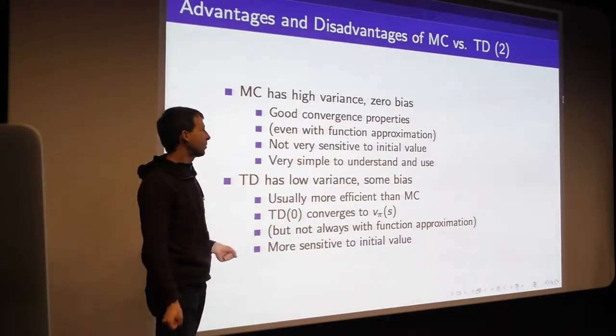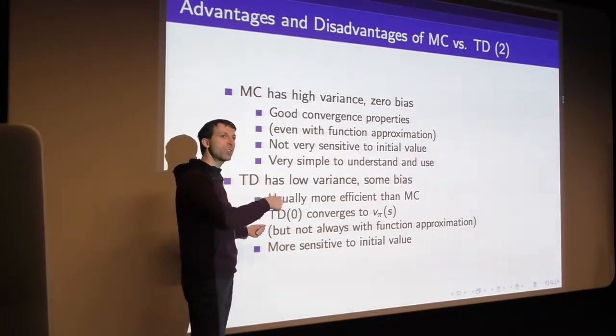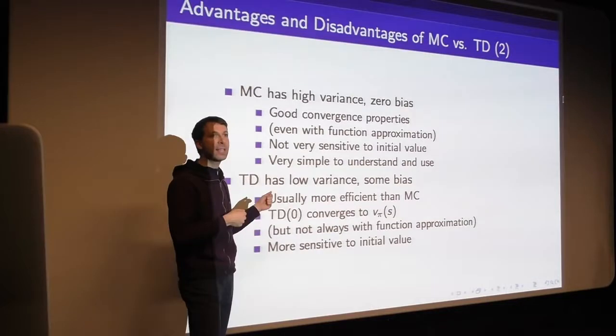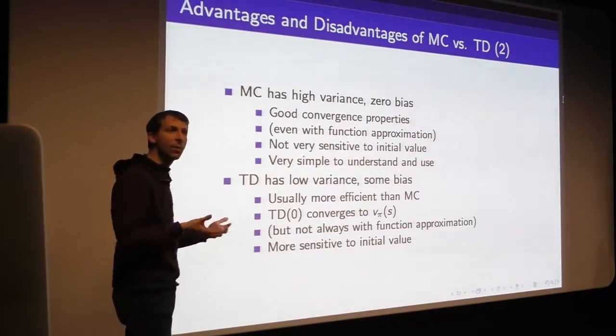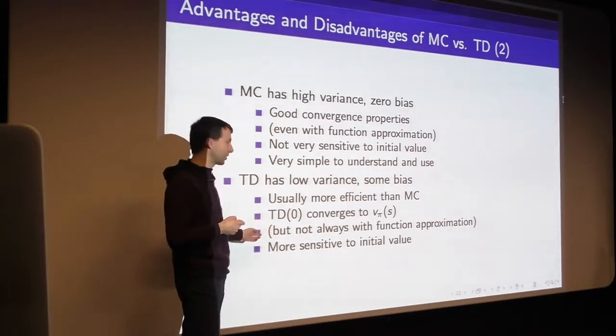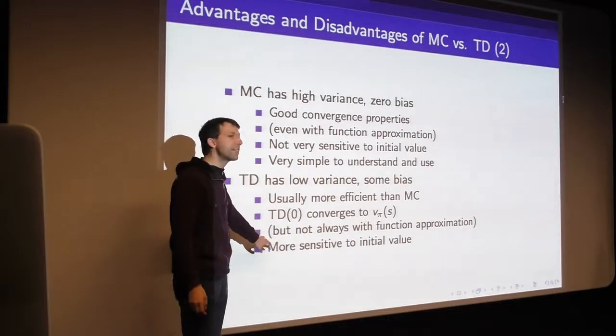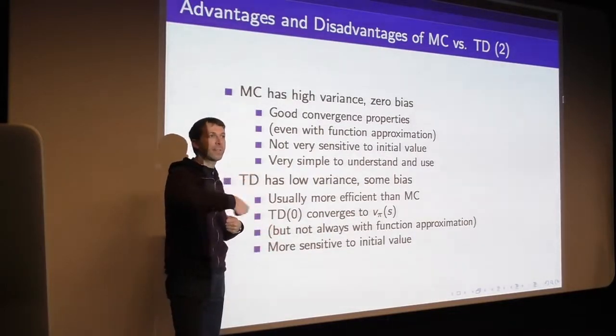But not always with function approximation. There are special cases, which we'll see, where the bias in TD leads to the algorithm not behaving in the way that we would like. But these are quite specific cases that we'll start to address in the next couple of lectures. And it's more sensitive to the initial value because it is feeding off itself in this way.